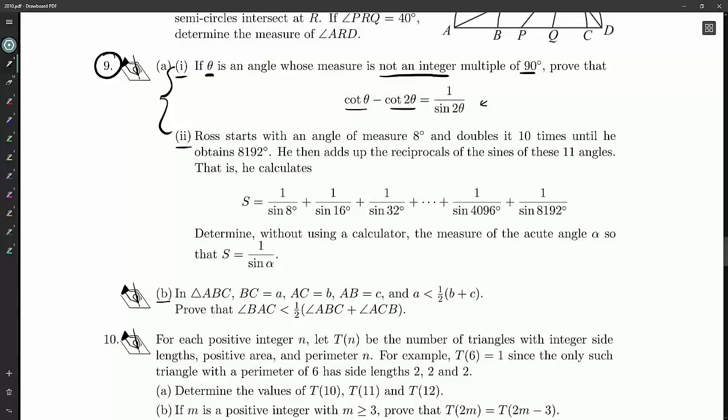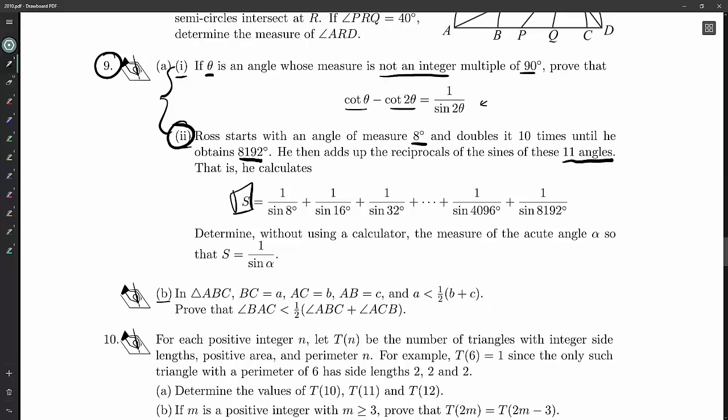Now, what do we got here for 2? Ross starts with an angle of measure 8 degrees and doubles it 10 times until he obtains 8,192 degrees. Fair enough. I suppose he could reduce that and figure out what the actual measure of that angle is, but probably doesn't matter. He then adds up the reciprocals of the sines of these 11 angles. That is, he just calculates this S value here.